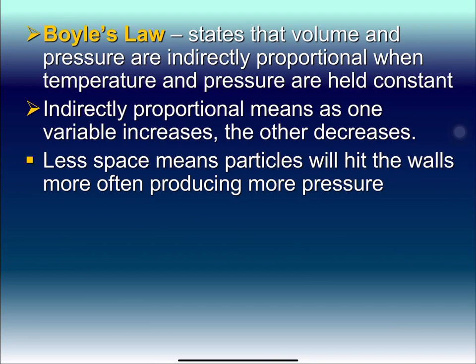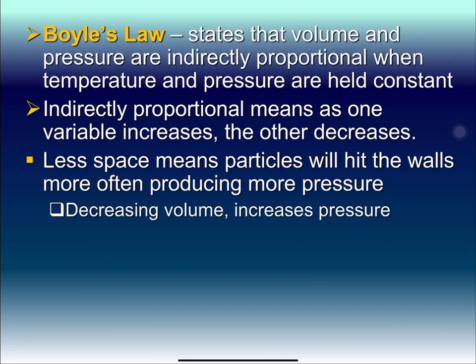So what does indirectly proportional mean? It means if one variable increases, the other one decreases or goes down. So that means in the case of Boyle's law, if there was less space, if the volume decreases, those particles that are moving are going to hit the walls more often. They have less distance to travel. And so when they hit the walls more often, and every time they hit the wall they cause pressure, the pressure goes up. Right, so decreasing the volume of the container of gas that it's in means that you're going to increase the pressure.